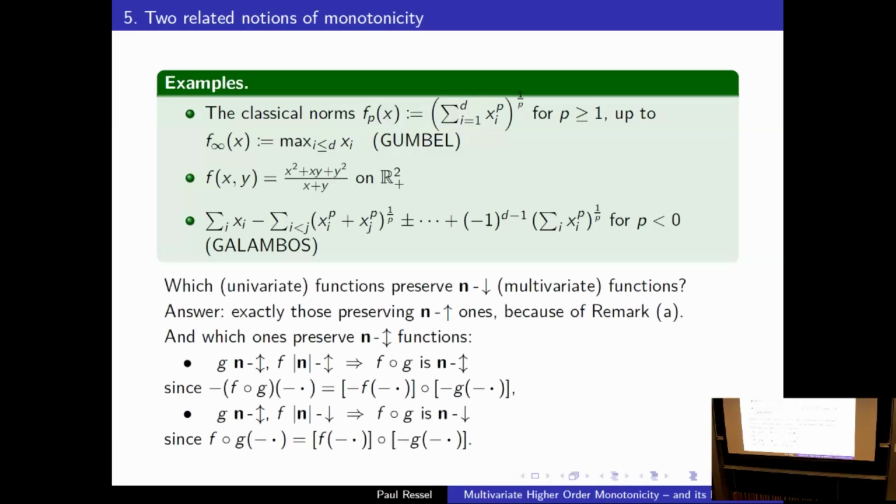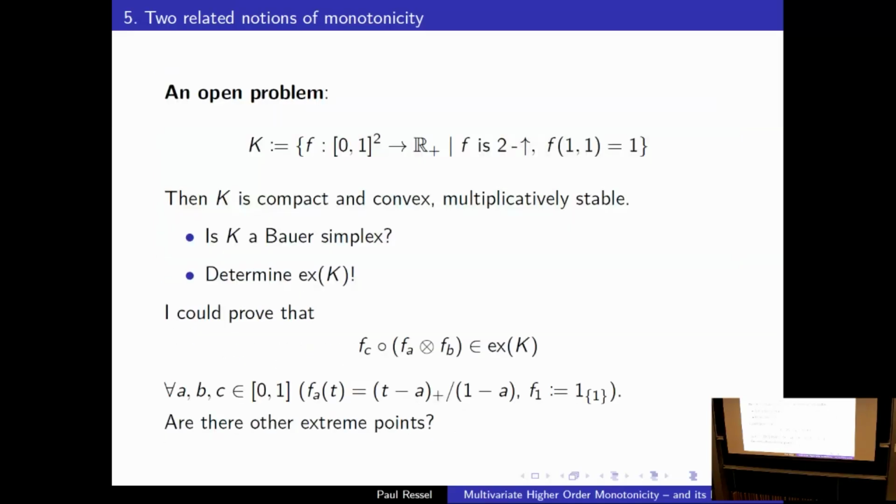And okay, which univariate functions preserve n-increasing, and this is very easy. It follows from whatever I said. And that's my last one. I finish with an open problem.